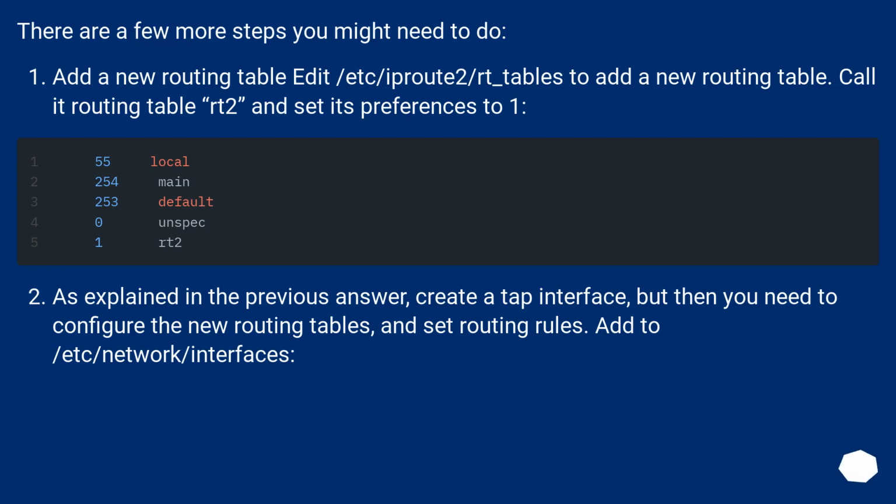There are a few more steps you might need to do. Add a new routing table, edit /etc/iproute2/rt_tables to add a new routing table. Call it routing table rt2 and set its preference to 1.